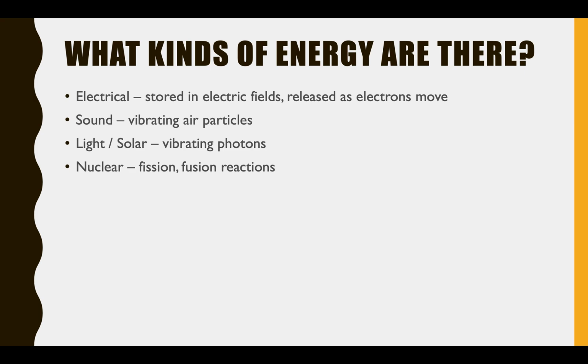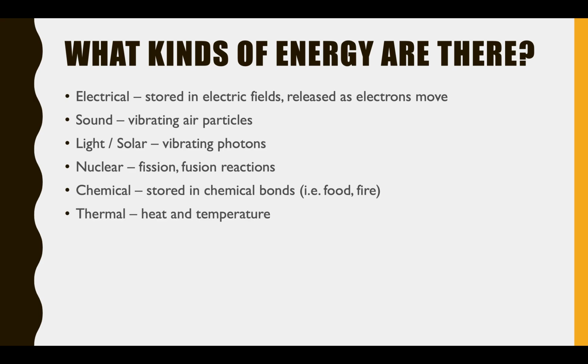Nuclear energy comes from fission and fusion reactions, so you can think of a nuclear reactor, or you can think of the energy that's powering the sun. Chemical energy, like what you get from eating food, or like the energy that is consumed and released in a fire, is essentially stored in chemical bonds. Thermal energy, like heat and temperature, again, what's moving there is these vibrating molecules, which is really what temperature is a measure of.